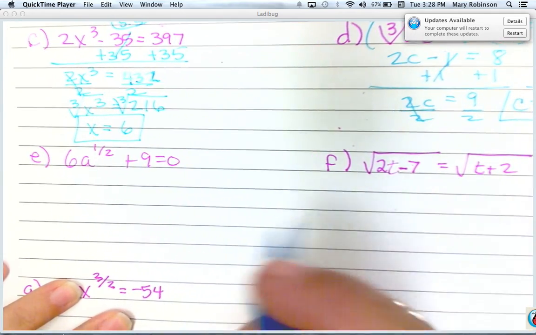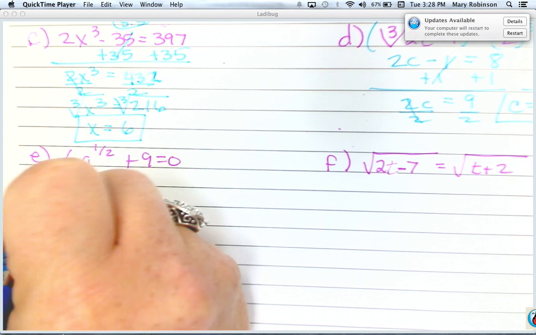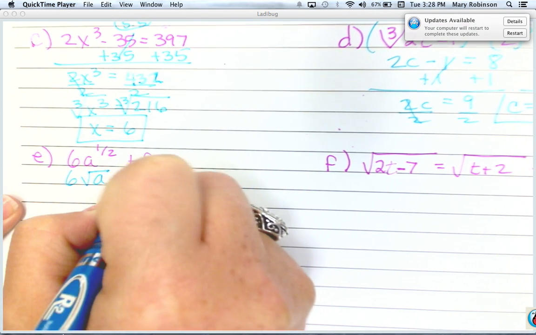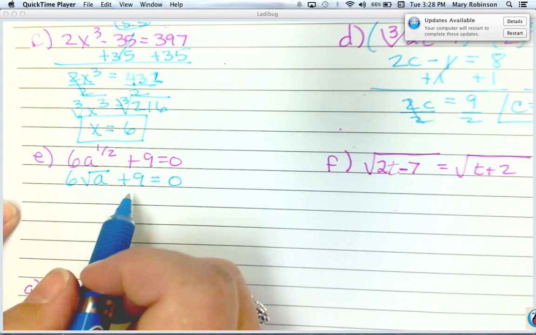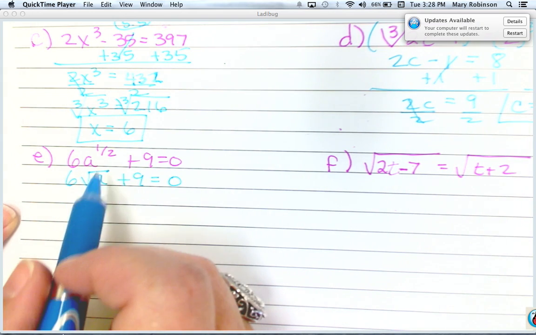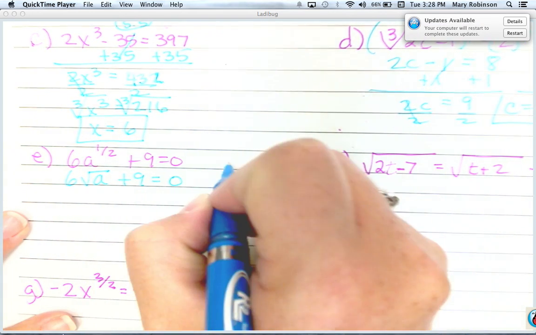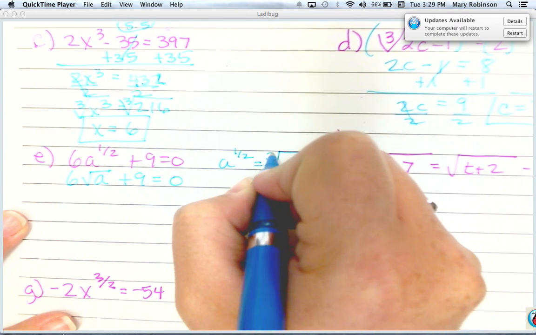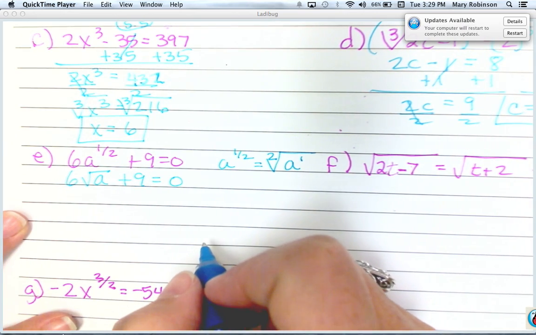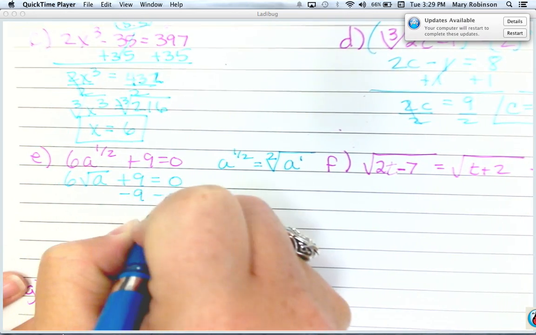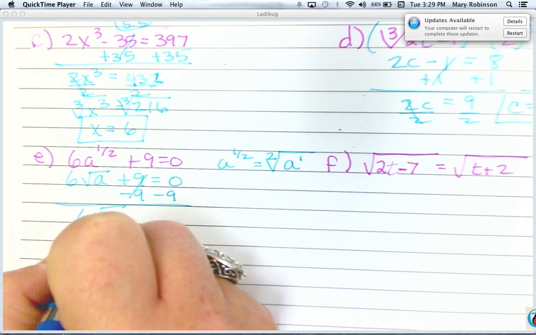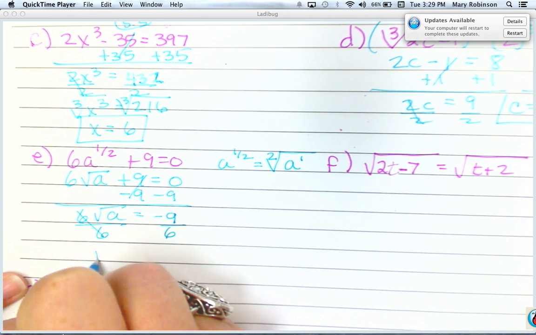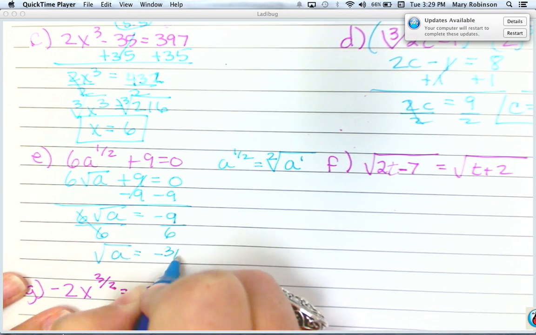Next, for E, we have to get rid of a, which please remember we can also think of this equation as 6 times the square root of a. Please remember here that anything to the 1/2 power is the same as the square root, because your index is 2, and it's a to the first power. Okay? So the first thing we do is subtract 9 from both sides. But then we divide by 6, and we get the square root of a is negative 3 halves.